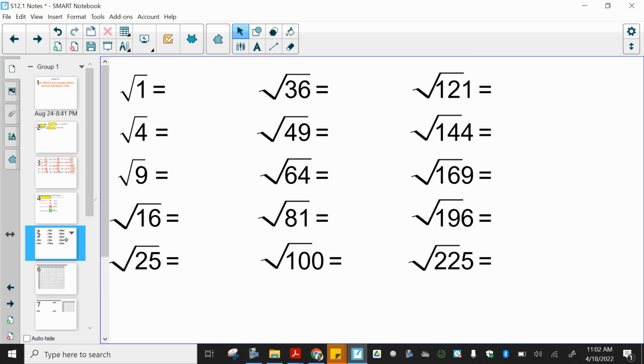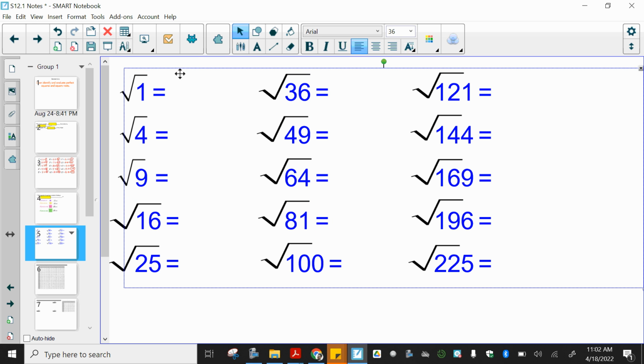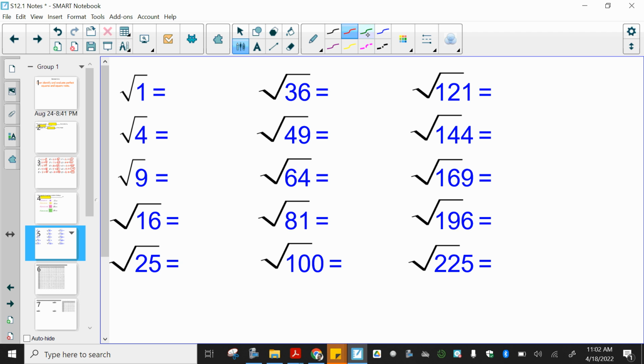So let's go back and do this again. So the square root, that's what this sign is. That's the radical, right? The square root of 1 is 1. Square root of 4 is 2. Square root of 9 is 3. Square root of 16 is 4. And you can do these on your calculator.